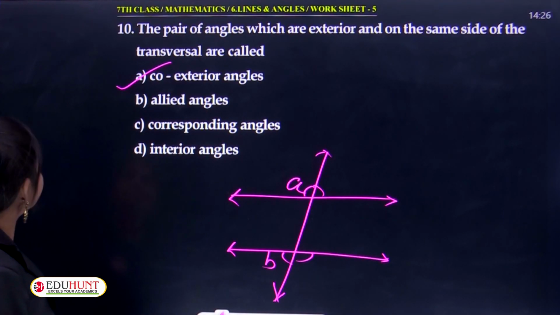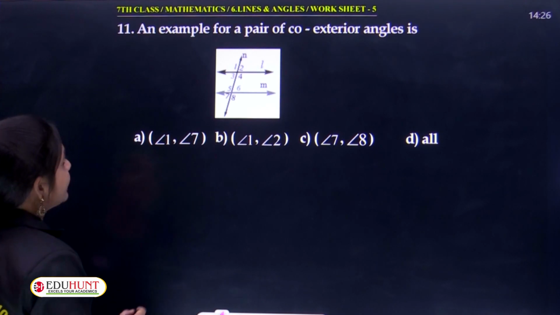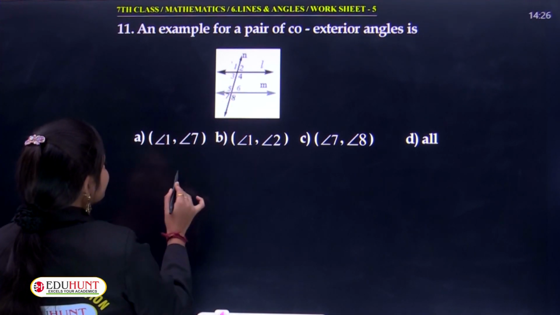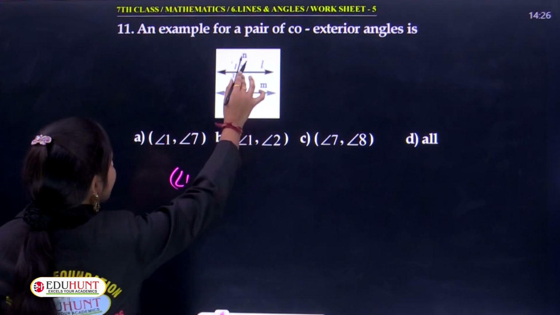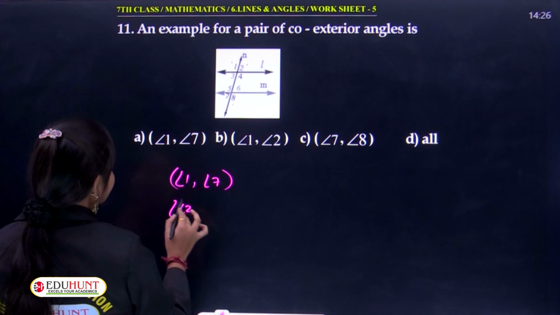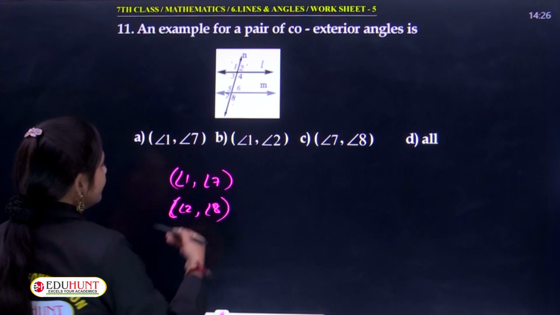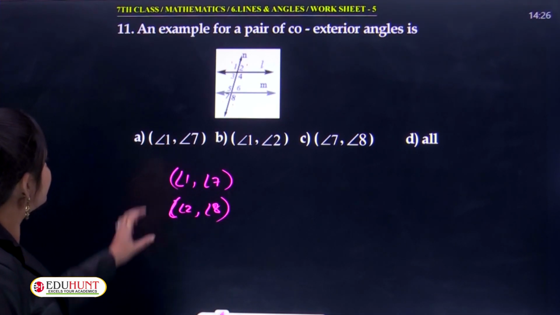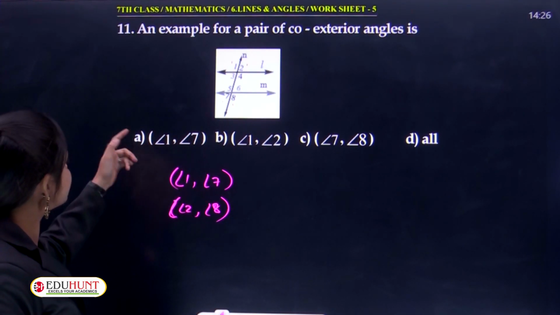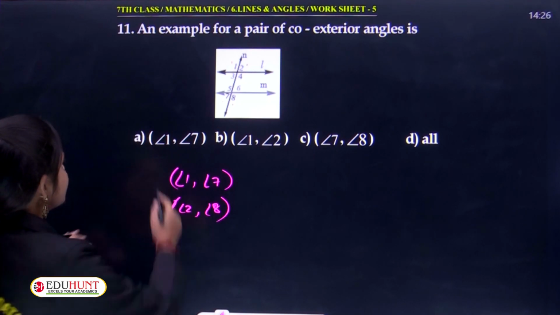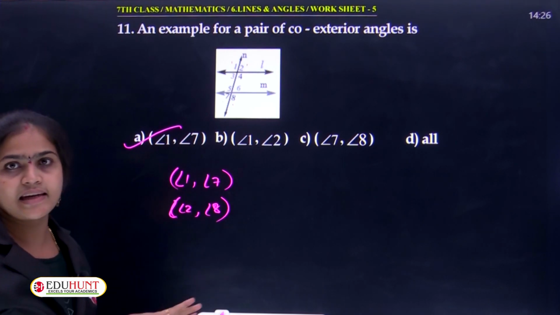An example for a pair of co-exterior angles. Co-exterior angles means they lie on the same side of the transversal. Angle 1, angle 7. Angle 2, angle 8. So these 2 are the examples. Now which example is correct? Angle 1, 7. Yes, this option is there. 1, 2 is not there. 7, 8 is not there. Yes, option A is correct.